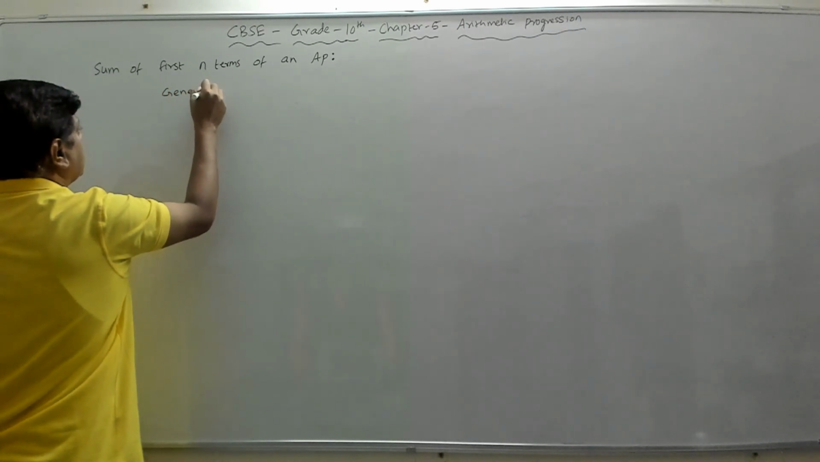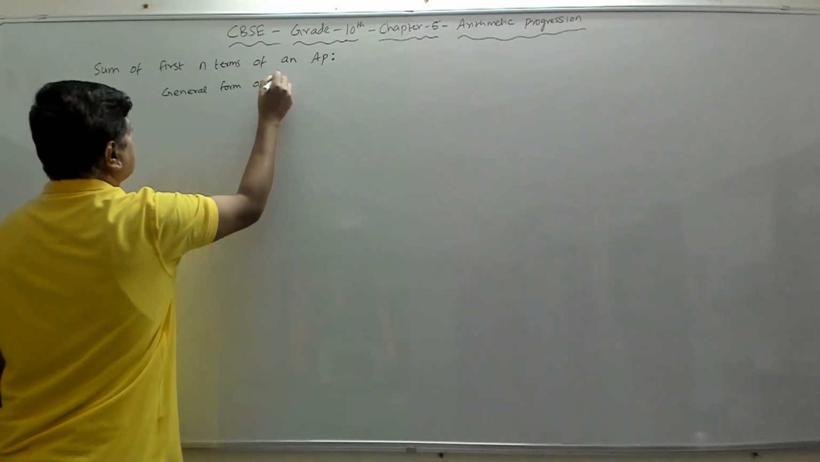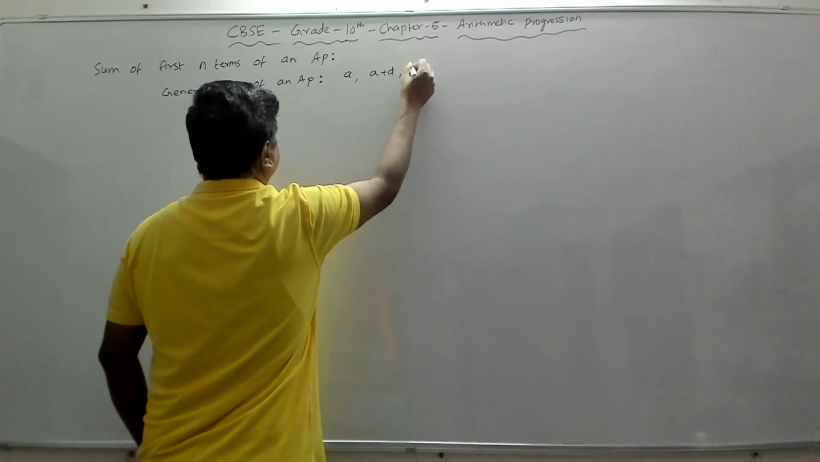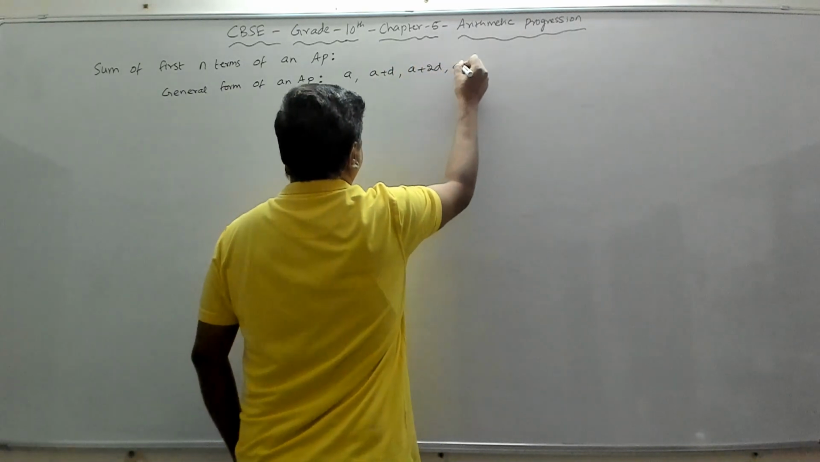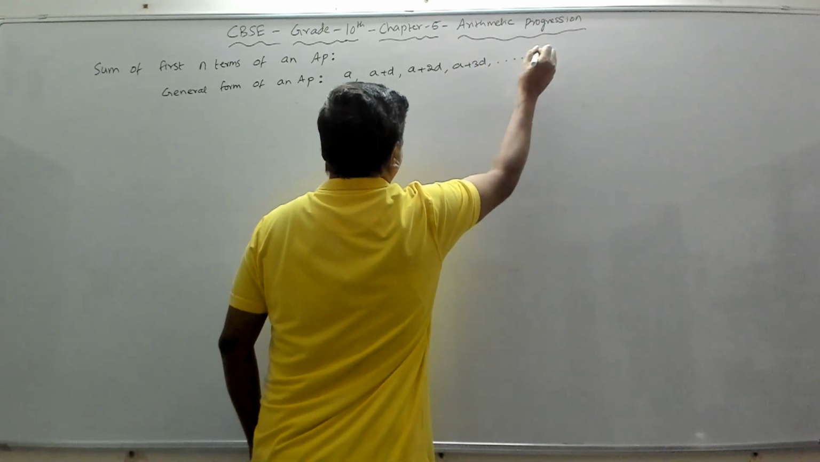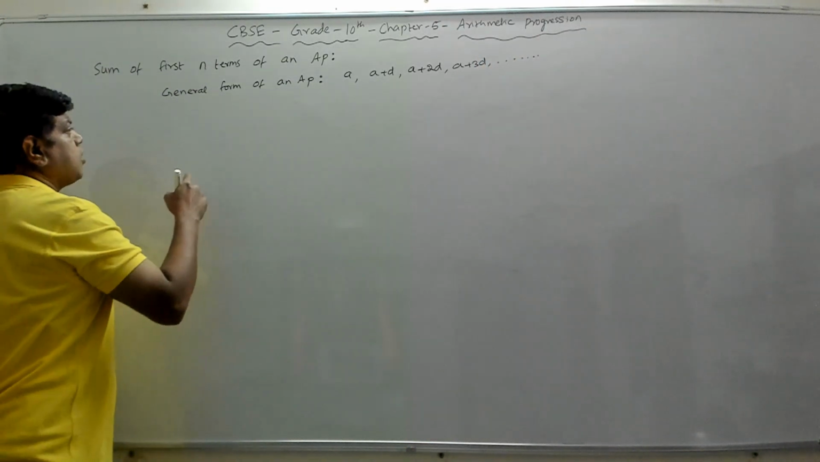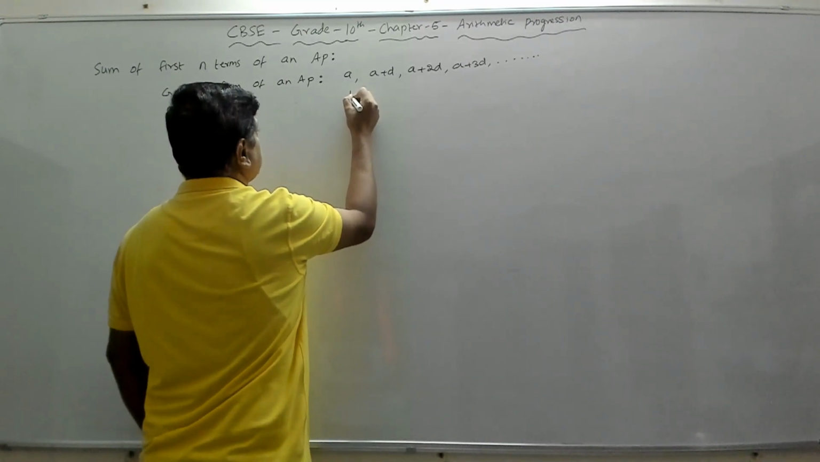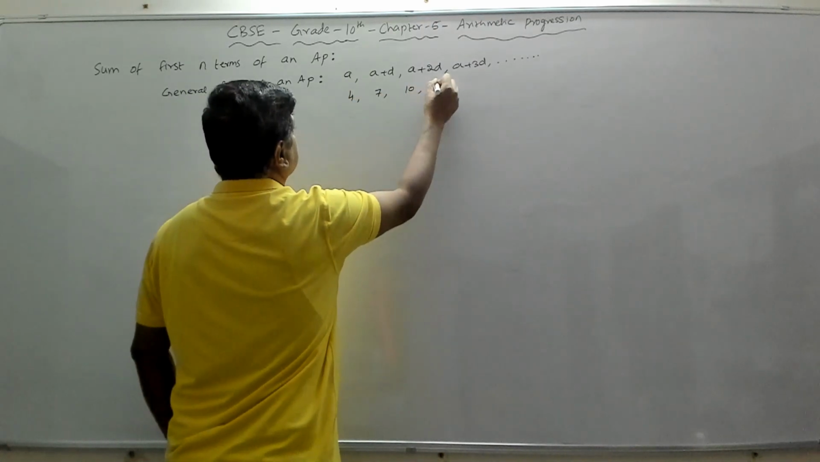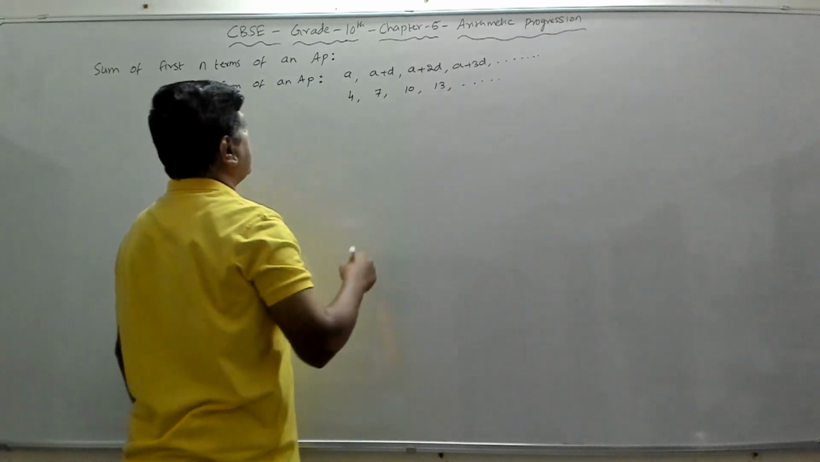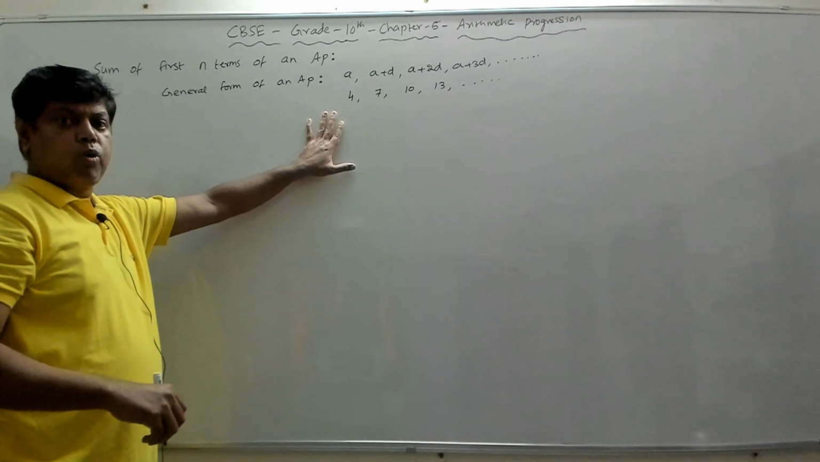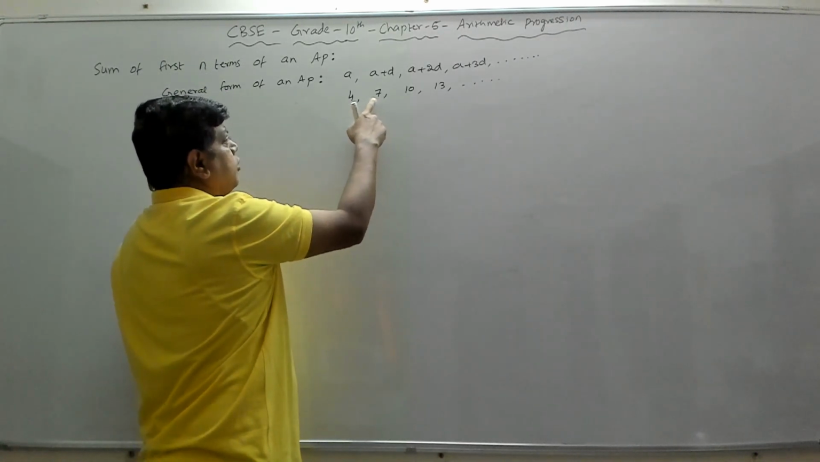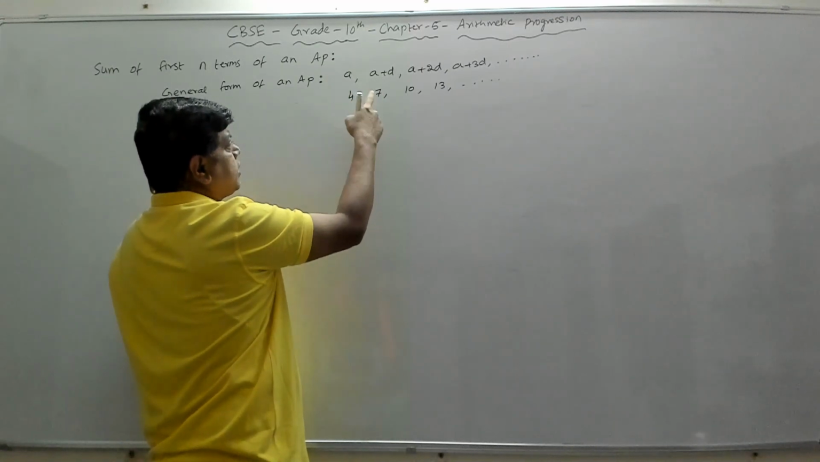The general form of an AP is A, A plus D, A plus 2D, A plus 3D, and so on. This is called an arithmetic progression. For example, we can have 4, 7, 10, 13, and so on. It is an example of an arithmetic progression where the first term is 4 and the second term is 7, and the common difference is 3, which is A2 minus A1. 7 minus 4 is 3.